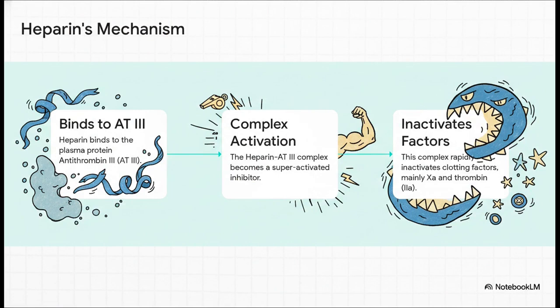So how does this big boss work? Well, what's fascinating is that heparin is an indirect actor. On its own, it doesn't do much. What it does is it finds our body's own natural anticoagulant, a protein called antithrombin 3, or AT3. Heparin binds to it and, well, it supercharges it. It makes it 1,000 times more powerful. And this superactivated complex then goes and rapidly inactivates the main clotting factors, especially factor 10A and thrombin. So you see, heparin is like a coach, making our own player much, much better.